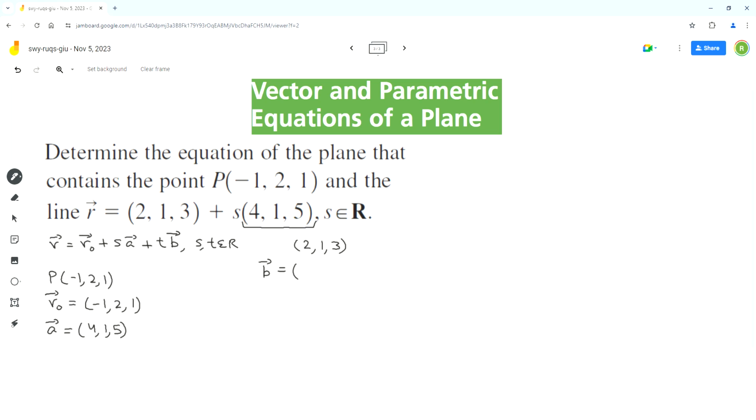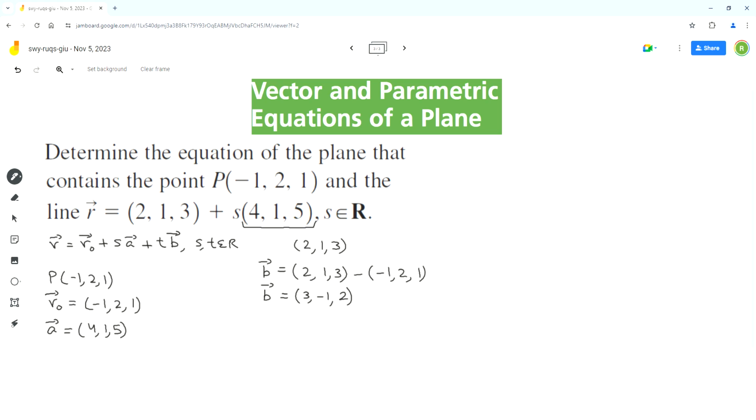So we can do the point (2, 1, 3) minus the given point P. Now we can subtract these vectors by subtracting their x, y and z components. So for x components we do 2 minus -1, which is equal to 3. For y components we do 1 minus 2, which is equal to -1. And for z components we do 3 minus 1, which is equal to 2. So this is direction vector B.